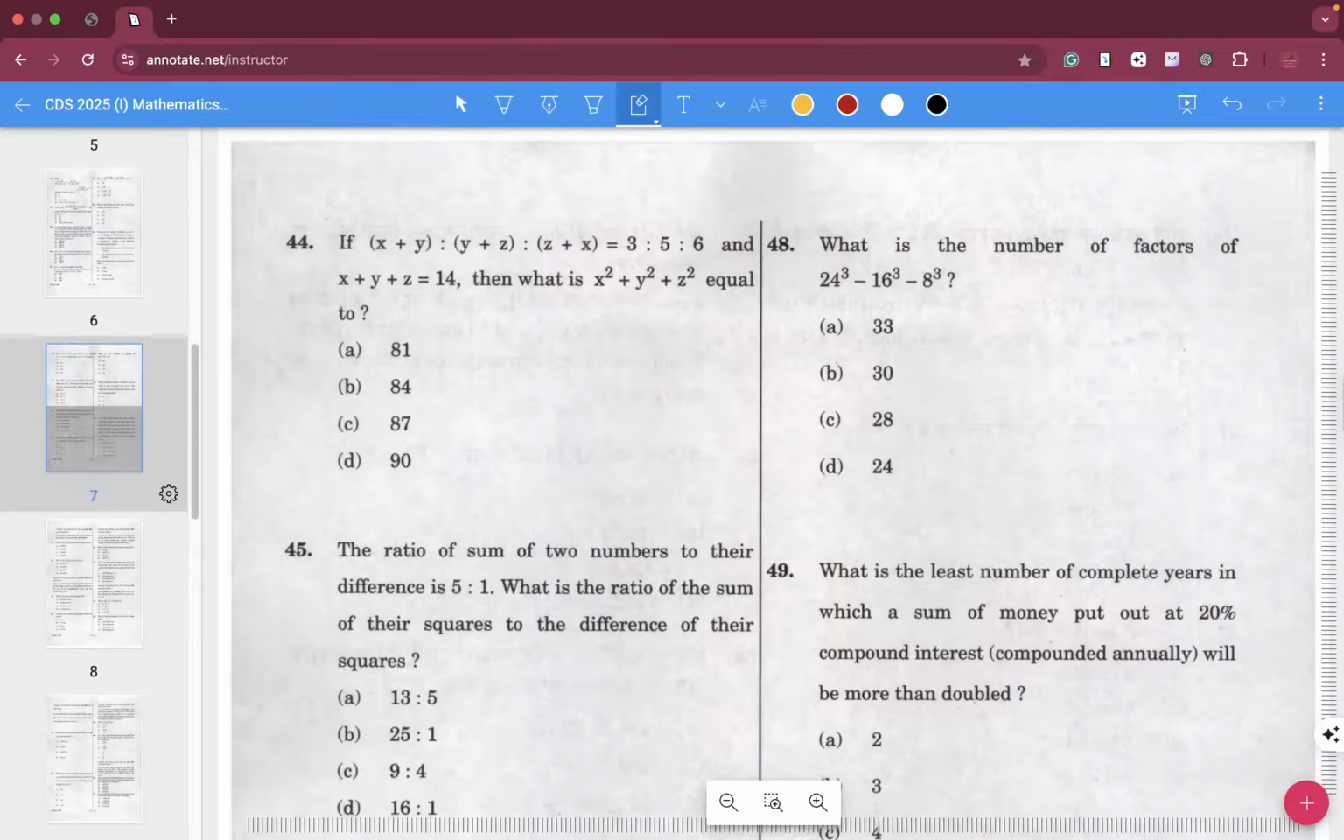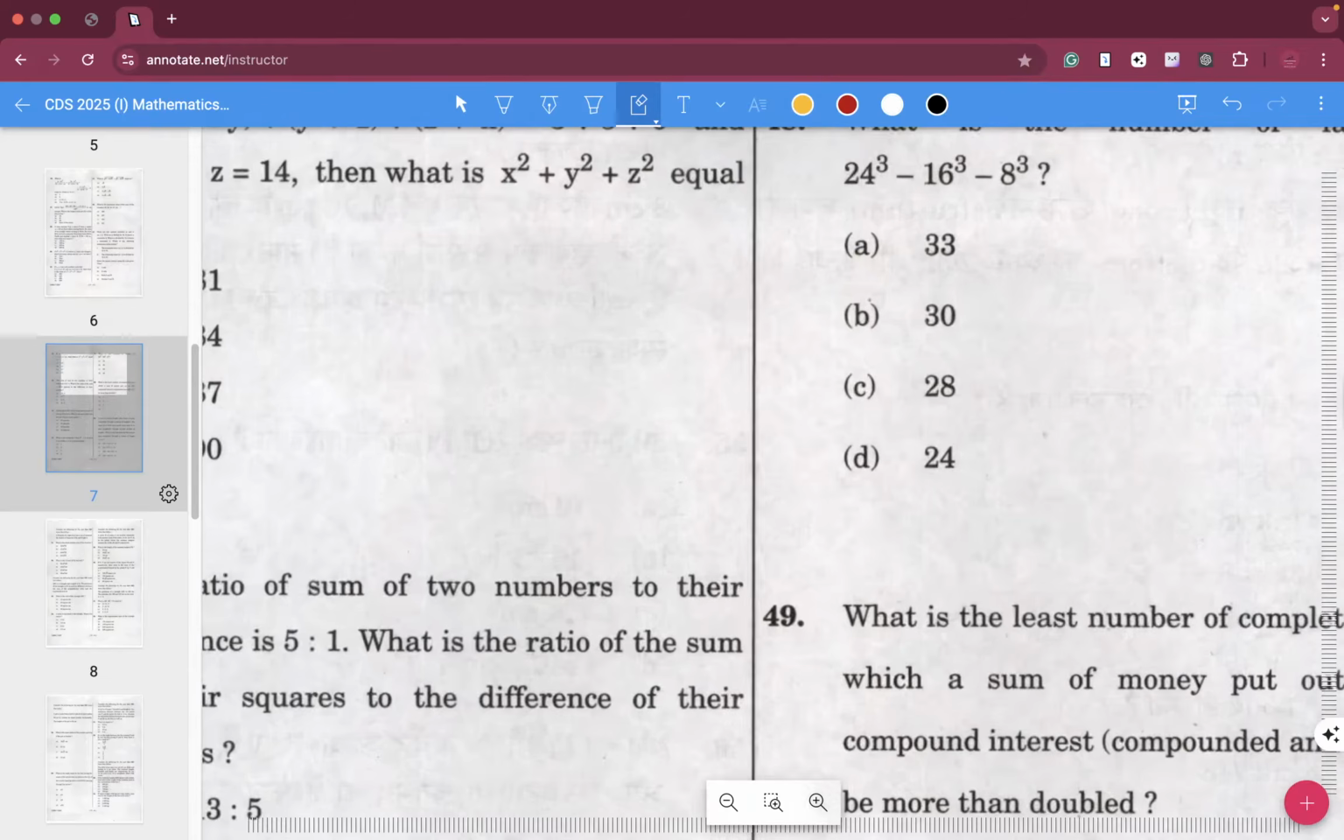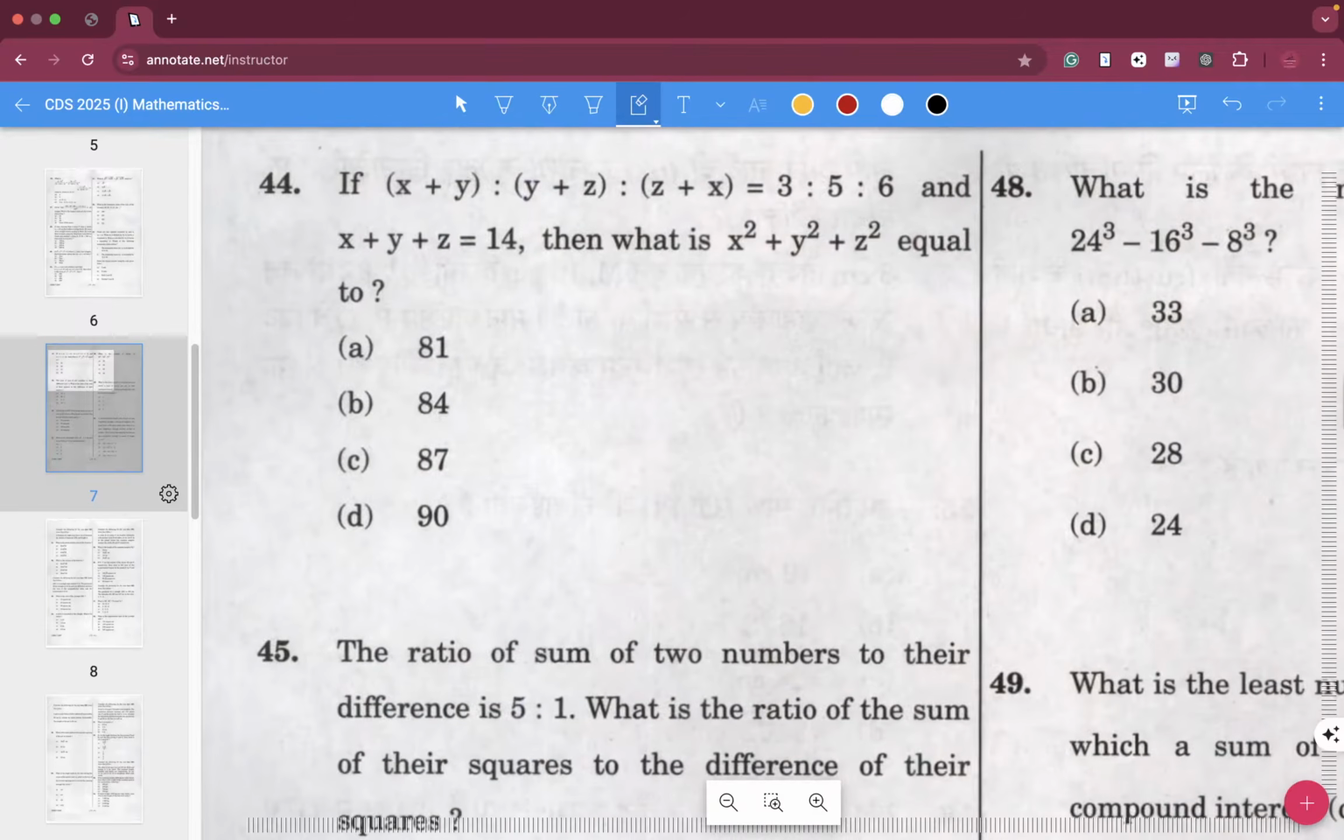This one, question number 44. Look at this question number 44 carefully. They have given x plus y is to y plus z is to z plus x is equal to 3 is to 5 is to 6. This is what they have given.